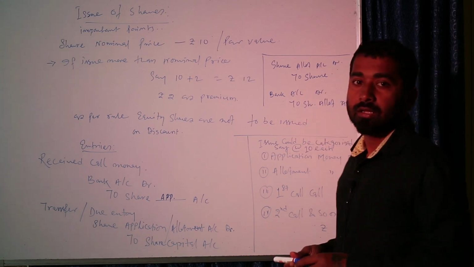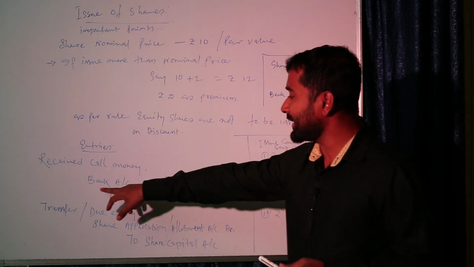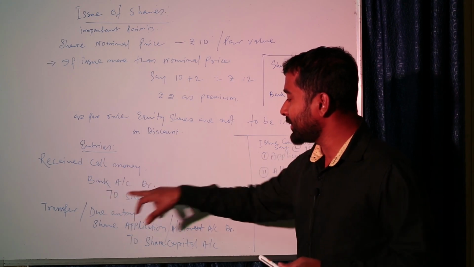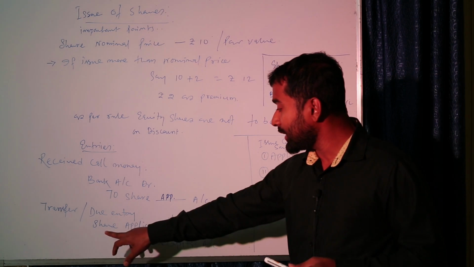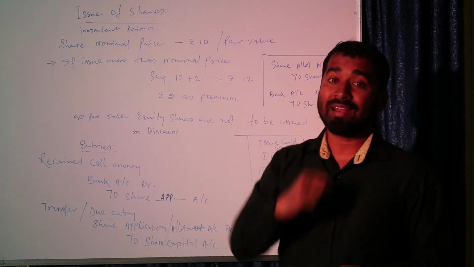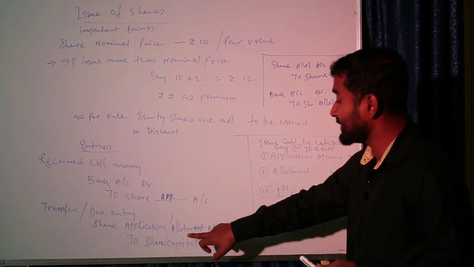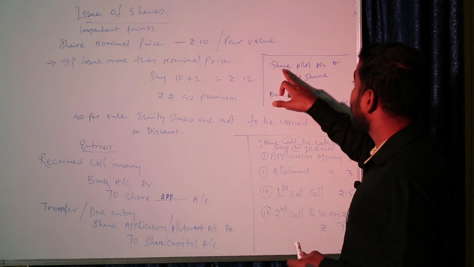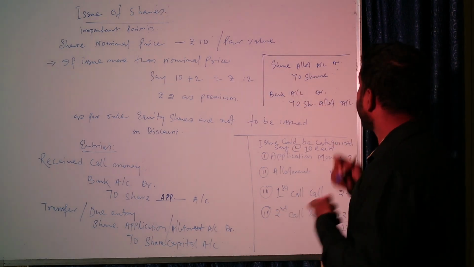That's it. If you find the difference between these, first in the application money I have written bank account debit to share application account. The second entry is share application account debit to share capital. But at the time of allotment, I have written this entry first. In place of application, I have written only allotment, so share allotment account debit to share capital account.